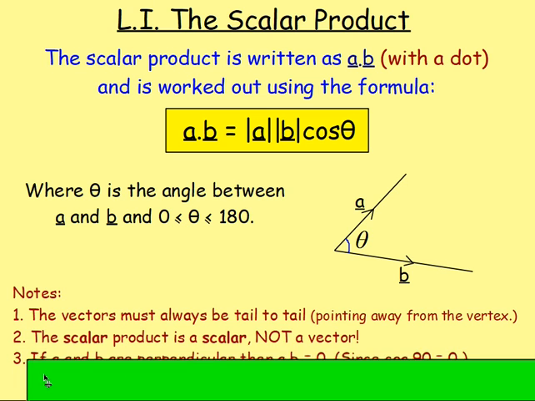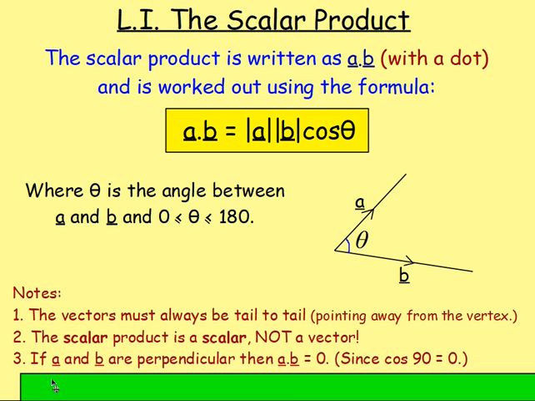Also, note number 3, if a and b are perpendicular, then if you work out the scalar product, you will end up with 0. Because perpendicular means they're at 90 degrees, and in the formula you would have the magnitude of a times the magnitude of b times cos 90. And cos 90, as I'm sure you're all aware, is 0. So you're going to have something times 0, and you just end up with 0. So if the vectors are perpendicular, then a dot b will equal 0.